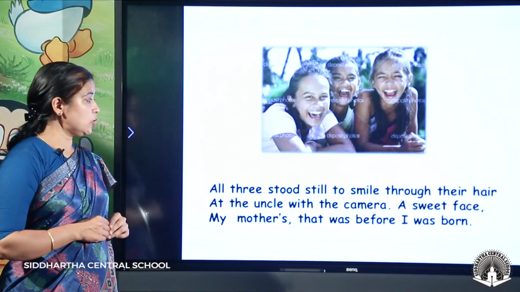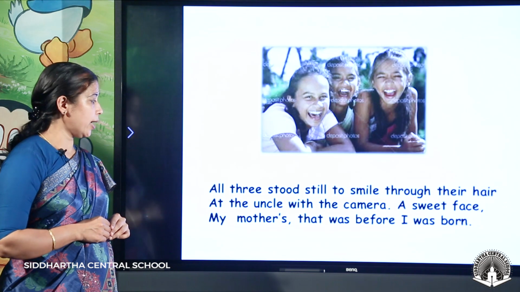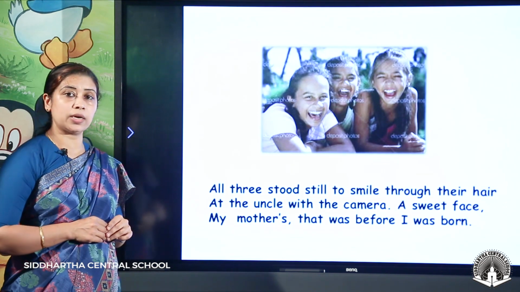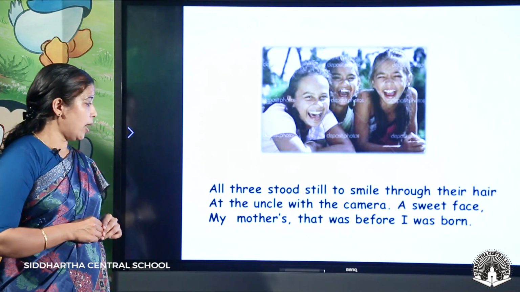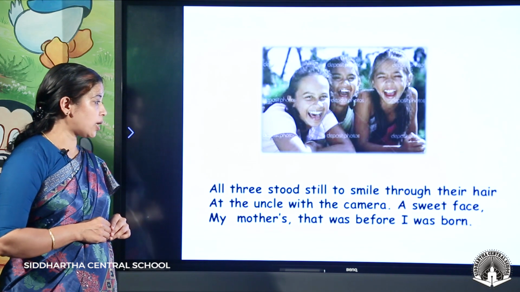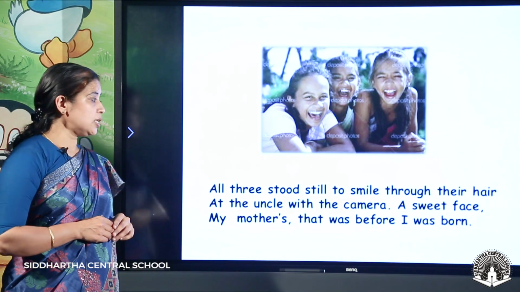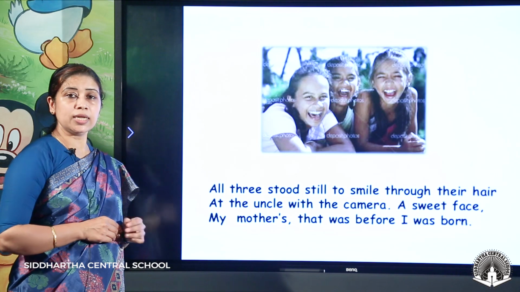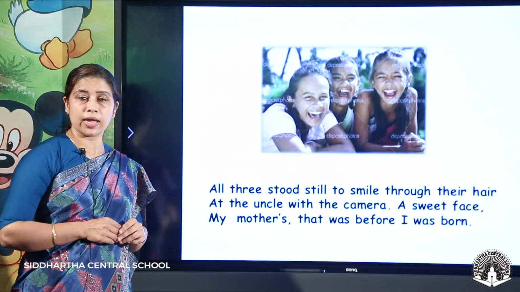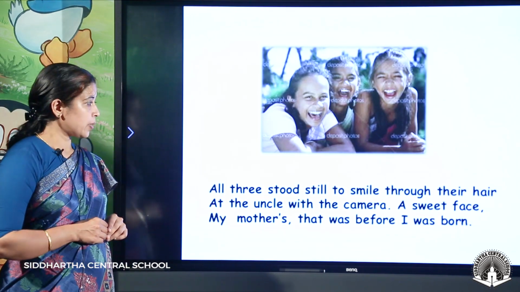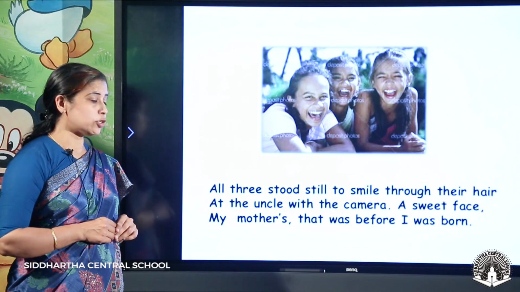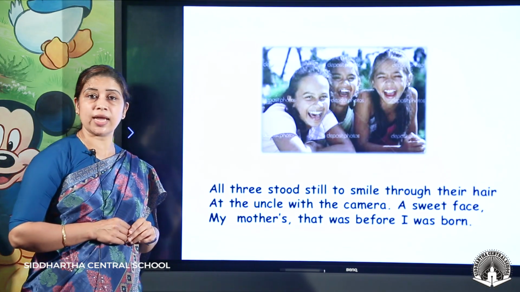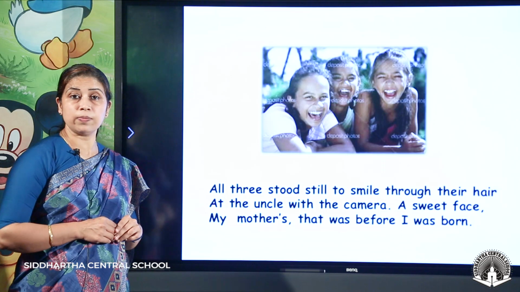All three stood still to smile through their hair at the uncle with the camera, a sweet face. My mother's, that was before I was born. All three stood still. Here all the three refers to the poet's mother and her two girl cousins. They stood still to smile through their hair. They were standing still and they were smiling.